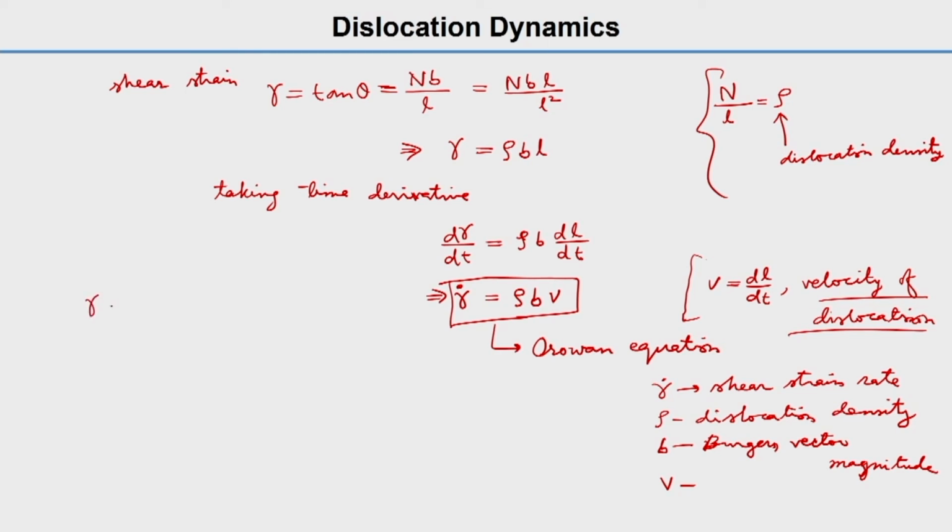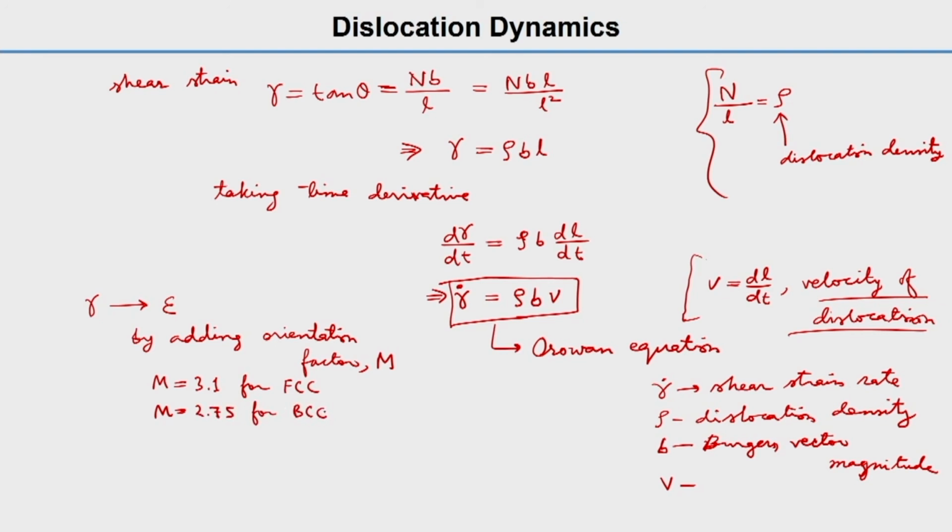The shear strain can be converted to longitudinal strain epsilon by adding an orientation factor. In this book it is not discussed in detail, but other books, such as Mechanical Behavior of Materials by Meyers and Chawla, refer to it. This orientation factor is M, and M can be different for different crystal structures. Meyers and Chawla take M as 3.1 for FCC material and 2.75 for BCC, body centered cubic metal. So d epsilon by dt, that is epsilon dot, will be equal to 1 by M times rho b v.